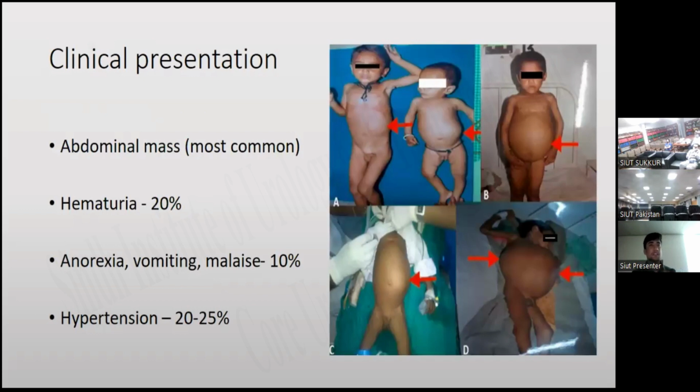Coming towards the clinical presentation, the most common feature is abdominal mass. Other features include hematuria in 20% of the cases, and it's limiting, that is 10% of cases, and 5% of cases.